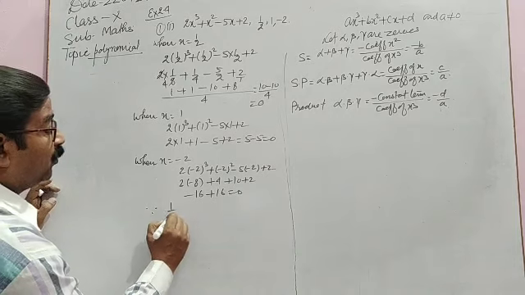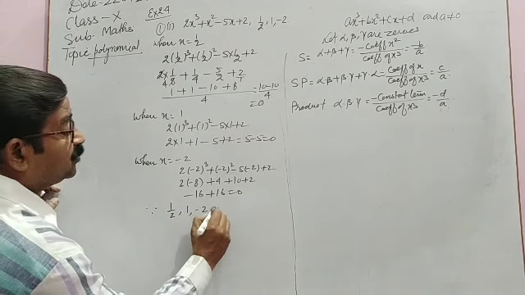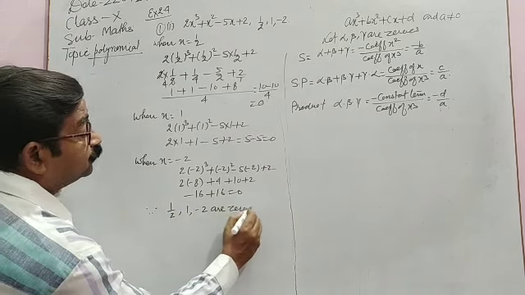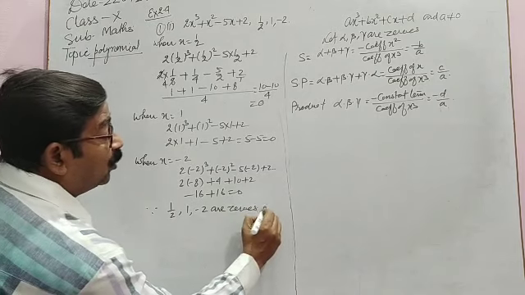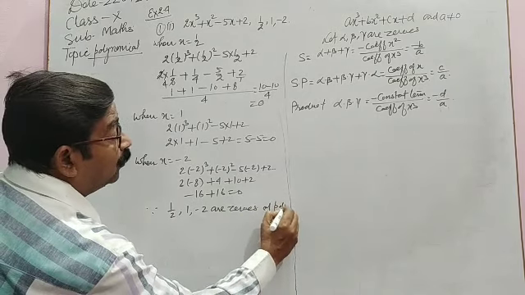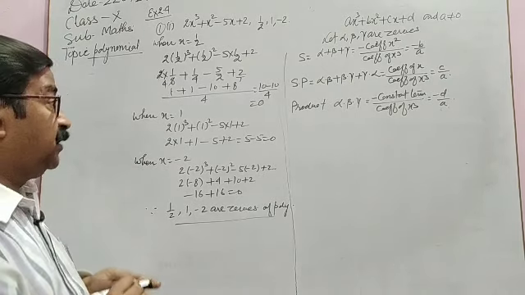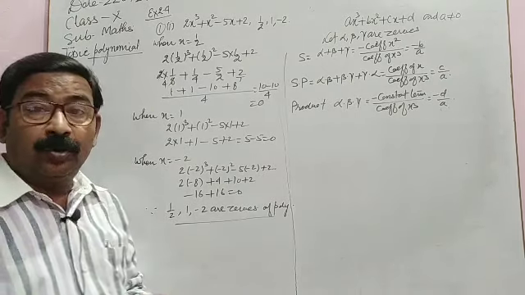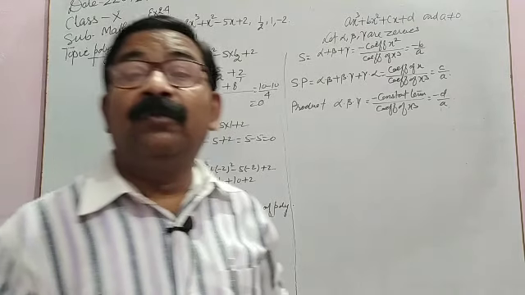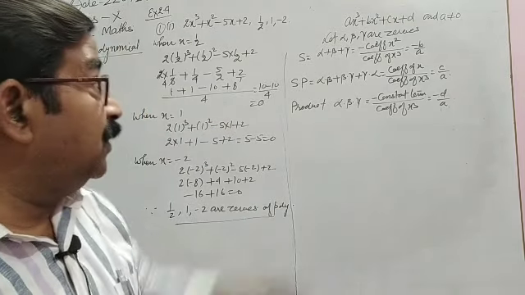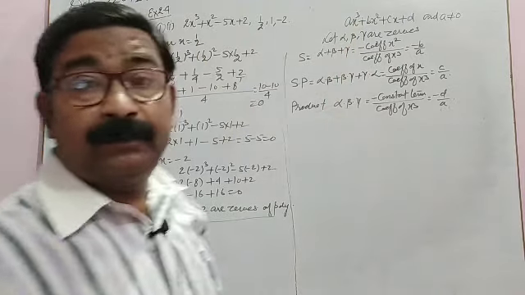Therefore, 1 upon 2, 1 and minus 2 are zeros of the polynomial. This is the first part. Now what to do? We have to verify the relationship by this method.